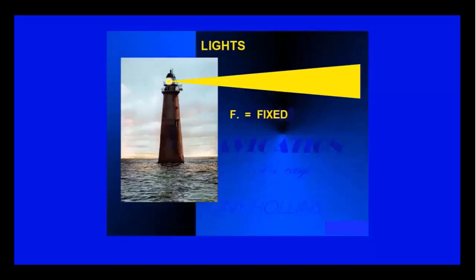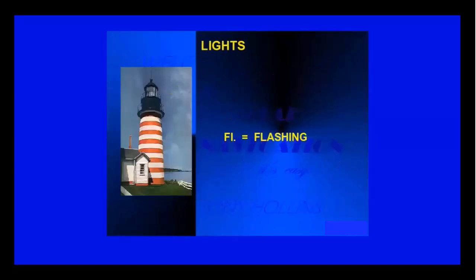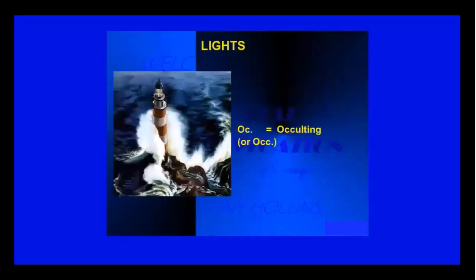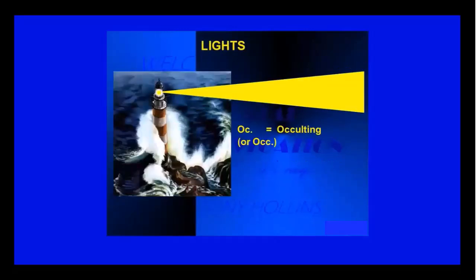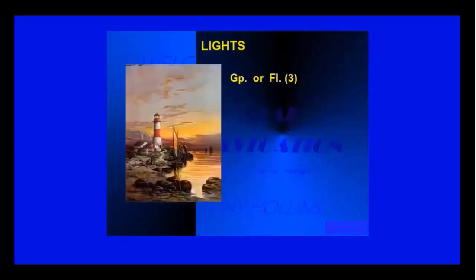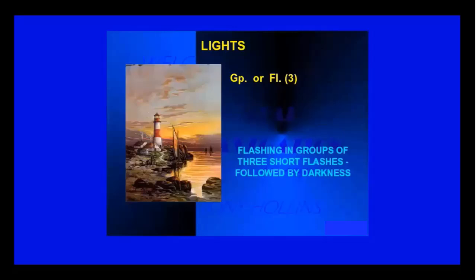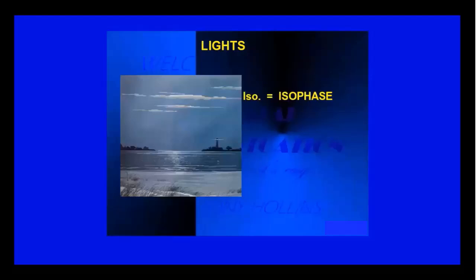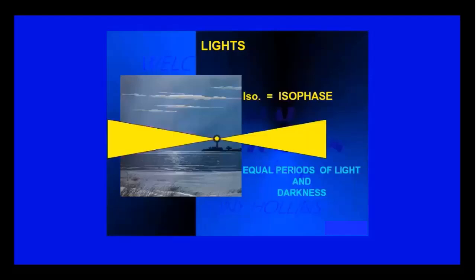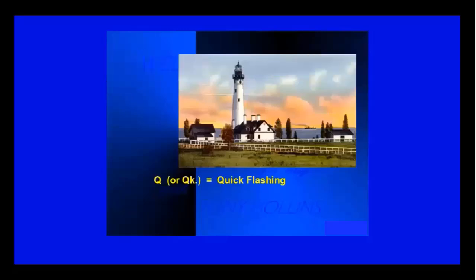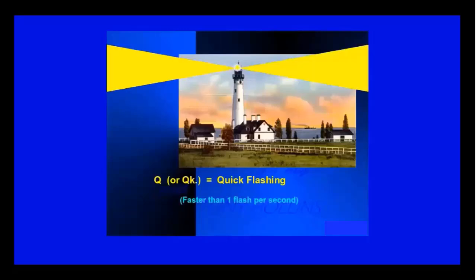Capital F means it's fixed. It's on at all times between sunset and sunrise. FL denotes flashing. The duration of light is shorter than the duration of darkness. OC or OCC, occulting. The duration of light is longer than the duration of darkness. GP, or FL, with a number in brackets, denotes flashing in groups of 3 short flashes, in this case, followed by darkness. Isophase, equal periods of light and darkness. Q, or QK, quick flashing, usually faster than 1 flash per second.